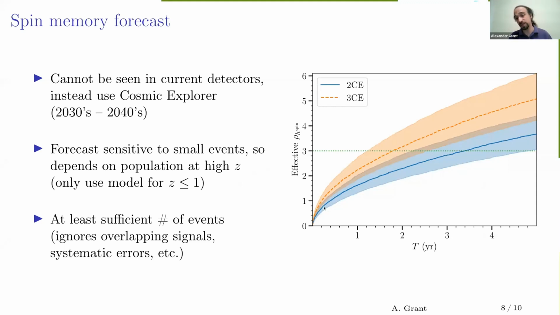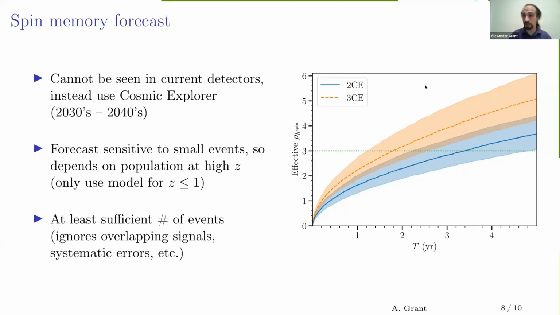And as you can see, this is the spin memory SNR as a function of time. Once again, even in the case where there are only 2 Cosmic Explorers, it's possible that we'll have 3 of them, or 2 Cosmic Explorers and 1 copy of Einstein Telescope. Even in the case where there are only 2 Cosmic Explorers, it seems likely that over 5 years we'll be able to measure the spin memory.